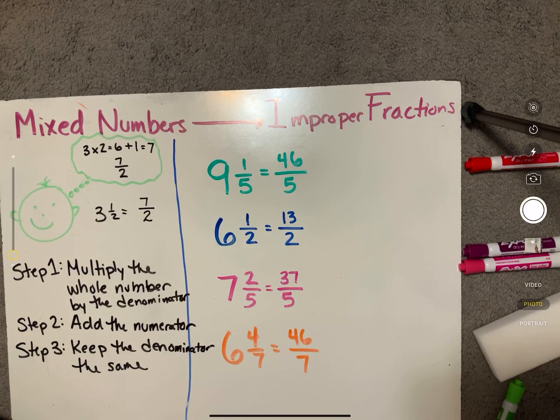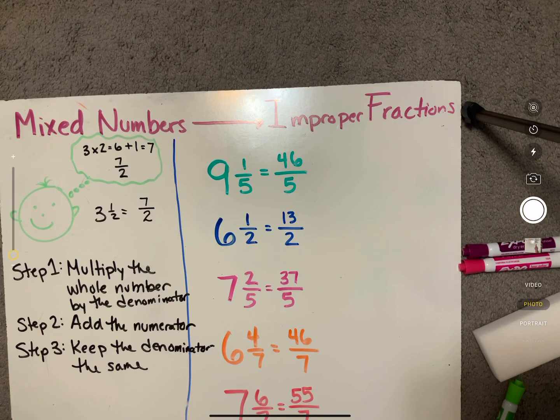Okay, let's do one more. Let's do this one. Let's do 7 6/7. So again, we're going to do whole number times denominator. 7 times 7 is 49. 49 plus 6 is going to be 55 over 7.